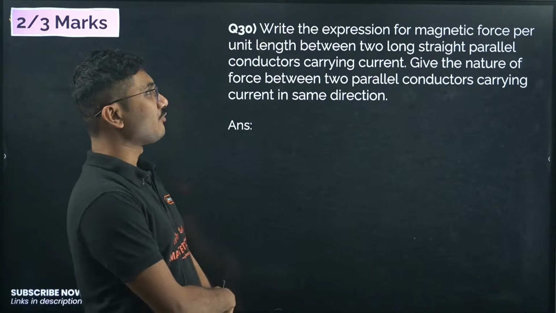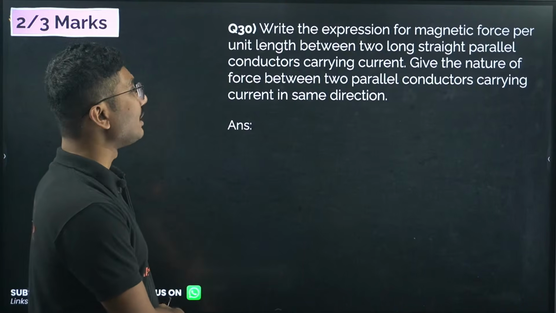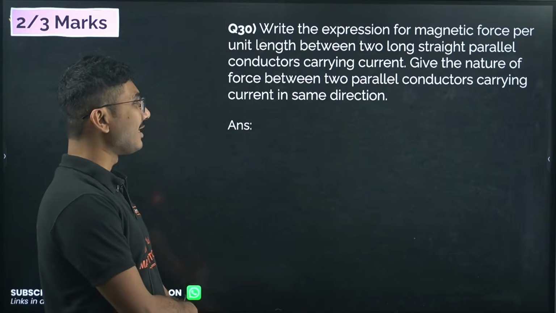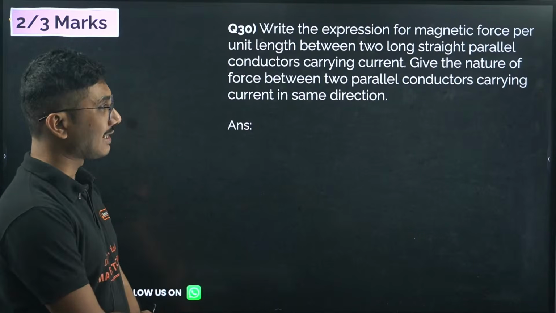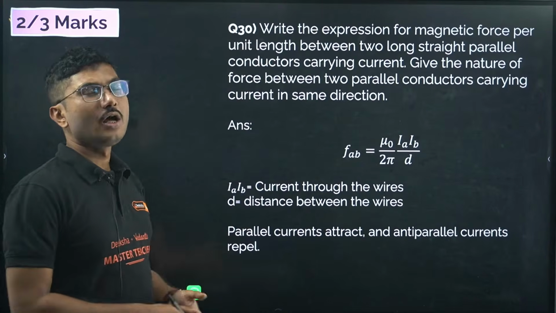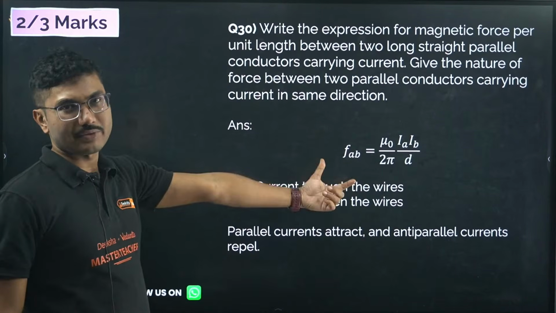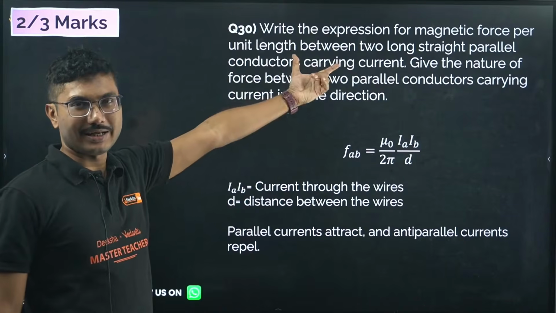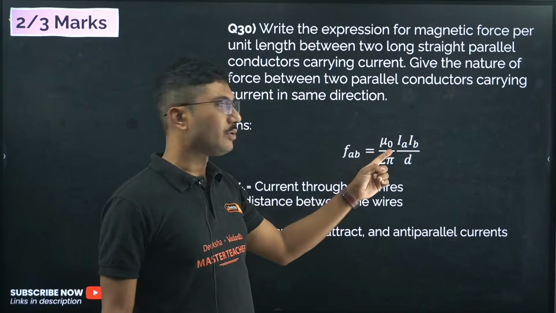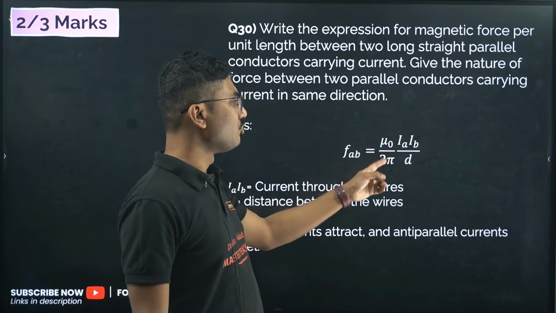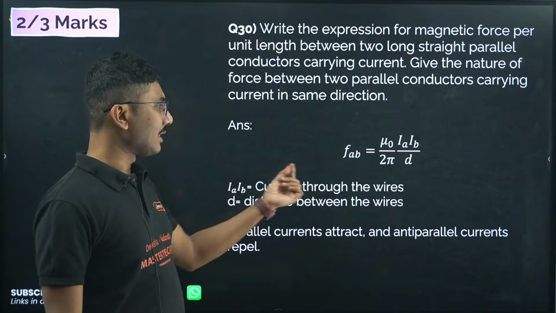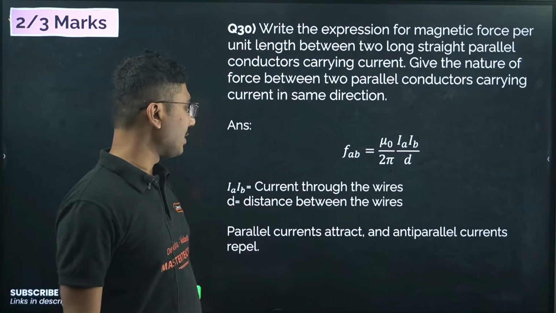Next, write the expression for magnetic force per unit length between two long straight parallel conductors carrying current. Give the nature of the force between two parallel conductors carrying current in the same direction. This derivation came last year, so there is a very low chance it will come again, but it can be asked in a 3-marker or 2-marker format. The force per unit length between two parallel wires carrying current is given by mu naught by 2 pi, Ia Ib by d. Ia and Ib are the currents through the wires, and d is the distance between the wires.